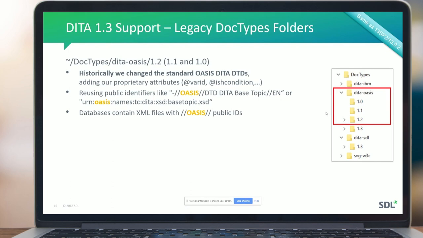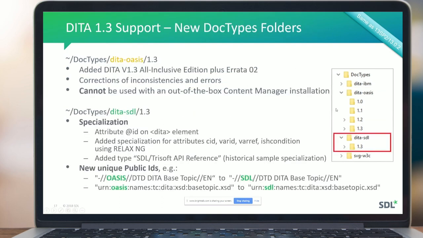They're using the Oasis Data public identifiers. And now we added the 1.3 folder next to it. Those are mostly for reference, because out of the box, you don't really use them, as we still point the generic Oasis identifier to the 1.2s. And we introduced a new SDL public identifier, and that points to the Data SDL 1.3 folder.